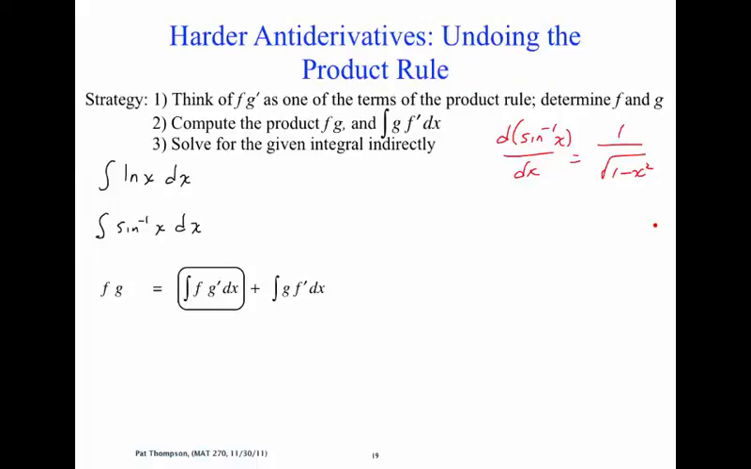You might need that fact. Questions? Yeah, I wrote it there. That's 1 minus 6.